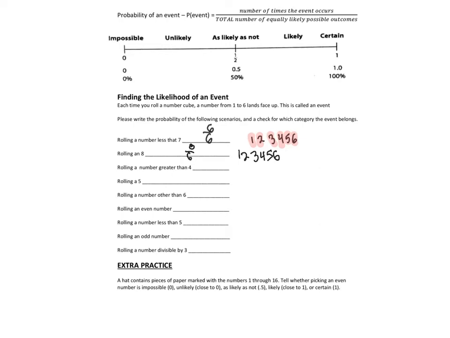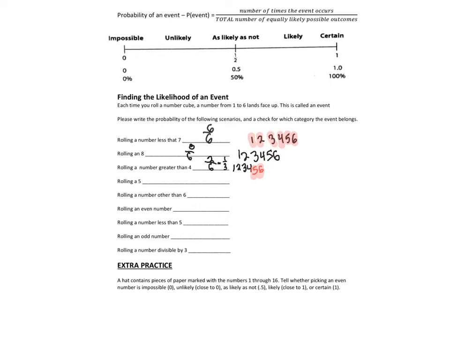The next is rolling a number that is greater than 4. So I write out my numbers again. 1, 2, 3, 4. Now I'm going to highlight the ones that are greater than 4. So 1 is not greater than 4, 2 is not, 3 is not, 4 is not, 5 is, and 6 is. So that means I have 2 options out of 6 total options. Now, this fraction can be reduced down to 1/3.